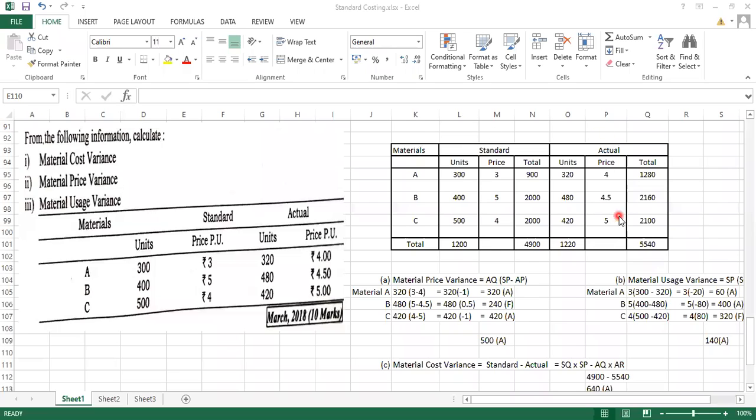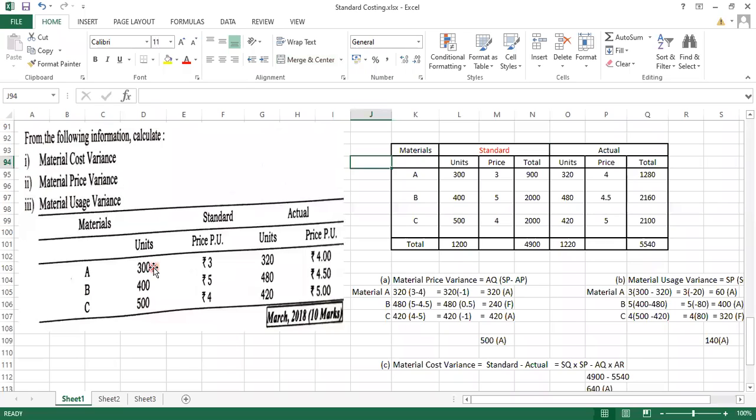So what we will do is draw a table where we write the headings: material, standard and actual. How much was in standard and how much was in actual. Now we need to write down all three materials first, A, B and C. Now look at A's units: how do we get the standard amount? If I asked you to find the amount, what would you do?